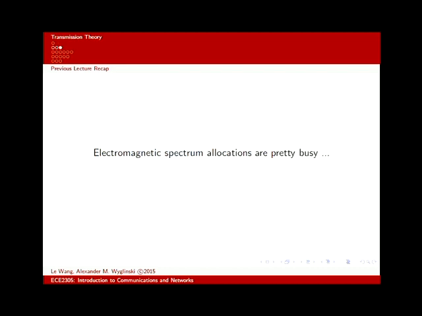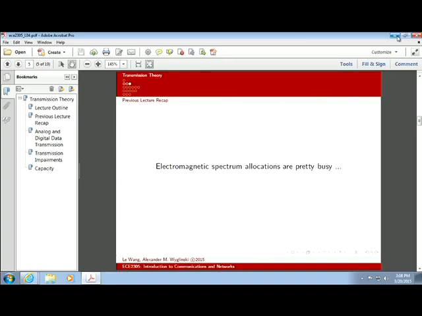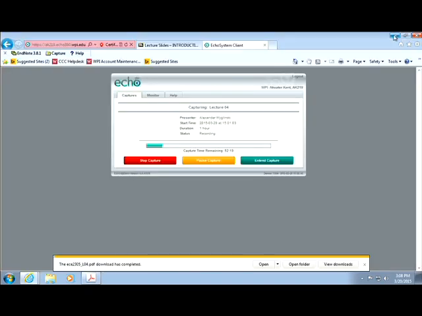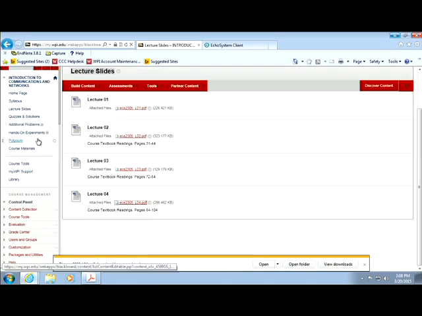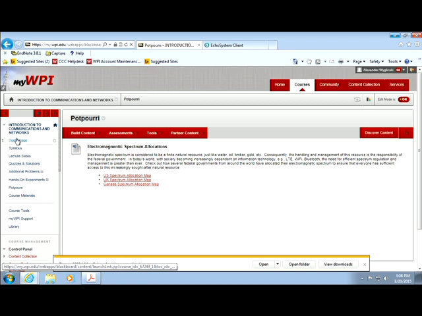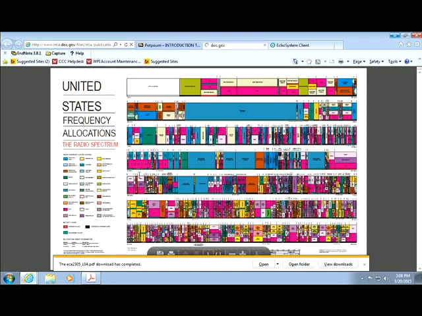In fact, how many frequencies are there? There are lots of frequencies. And I say that, but I mean that in a non-sarcastic way. So I dumped this under potpourri, because it's kind of interesting. I dumped a bunch of spectrum allocation maps. This is for the United States, okay?